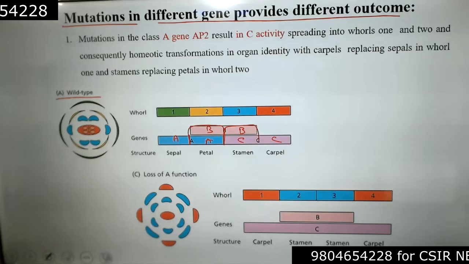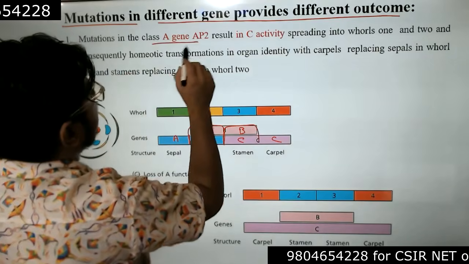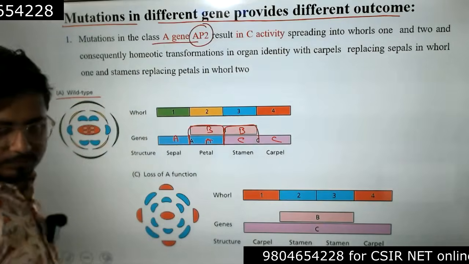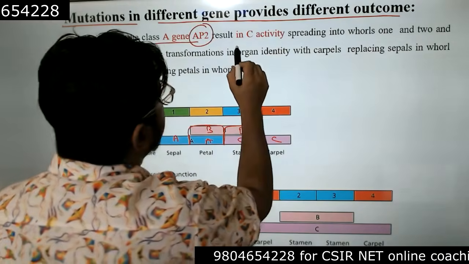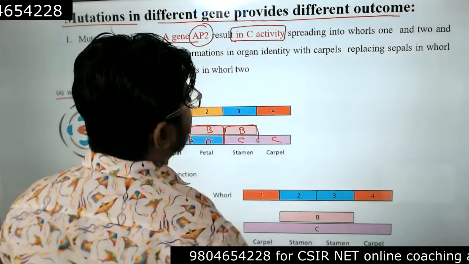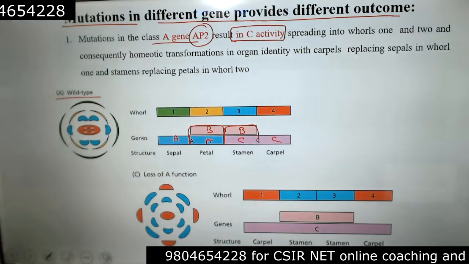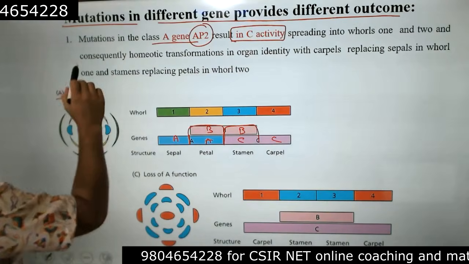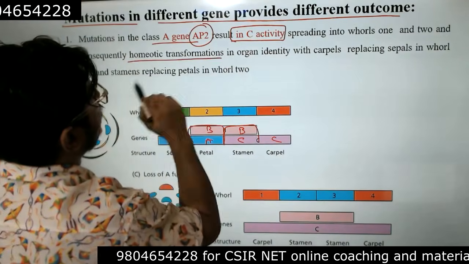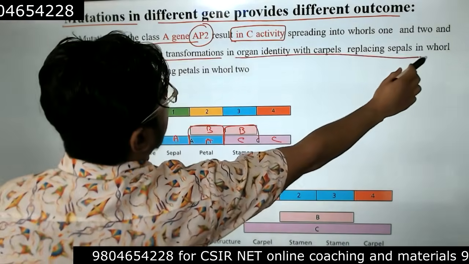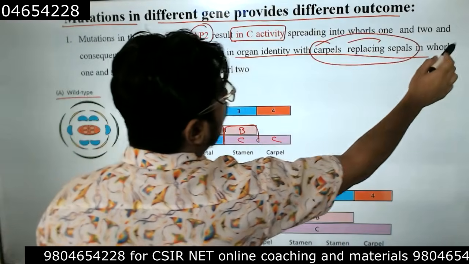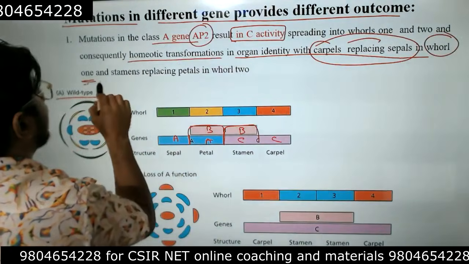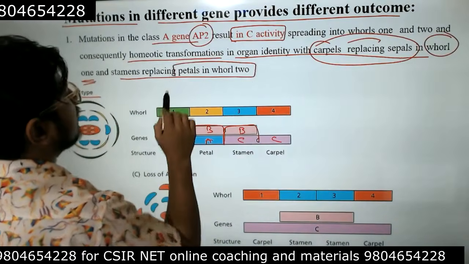Now, let's imagine there is a mutation in the class A gene, AP2. Apetala 1 and Apetala 2, two different types are there in class A. So if there is an AP2 mutation, it results in C activity spreading into whorls 1 and 2, and consequently homeotic transformations in organ identity, with carpel replacing sepals in whorl 1 and stamen replacing petals in whorl 2.